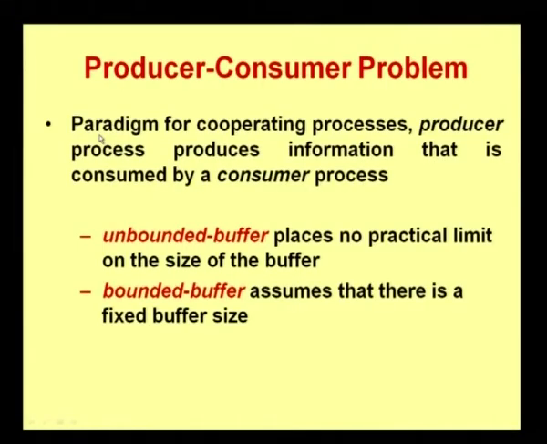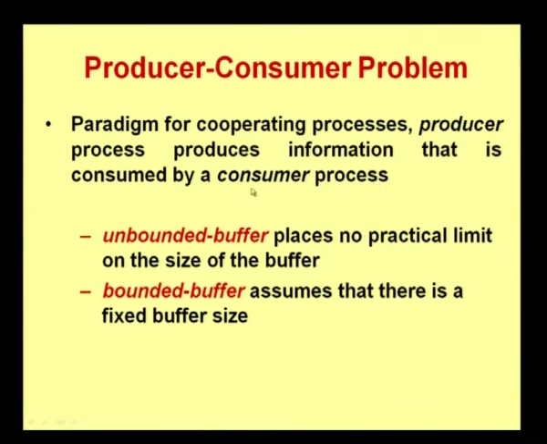Whatever the process A produces by a producer, you get an end result, and that end result will be consumed by process B. That is called a producer consumer. So it is a paradigm of the cooperating process: a producer produces information that is consumed by the consumer process.